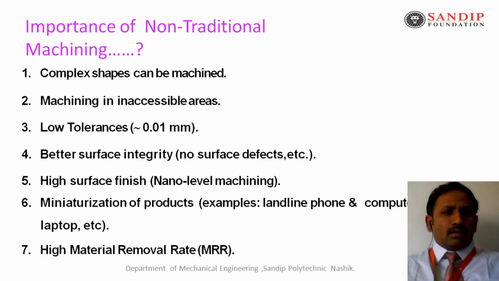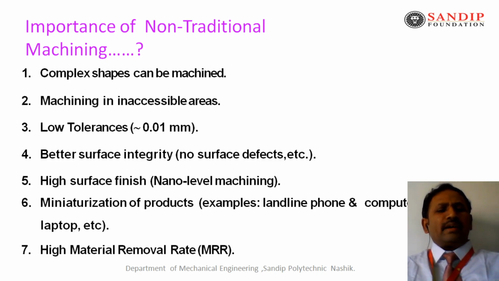Then third, low tolerance, as non-conventional methods can get better surface finish and close tolerance. We get more precise manufacturing. So better surface integrity means no surface defect lines. Then high surface finish, because in today's manufacturing measurement is directly in nanometers. That's why surface finishing is very good. Then miniaturization of products. Means small delicate parts are manufactured by these non-conventional methods, like landline phones, computers and laptops, etc. Then, as per the non-conventional methods, material removal rate is also high.